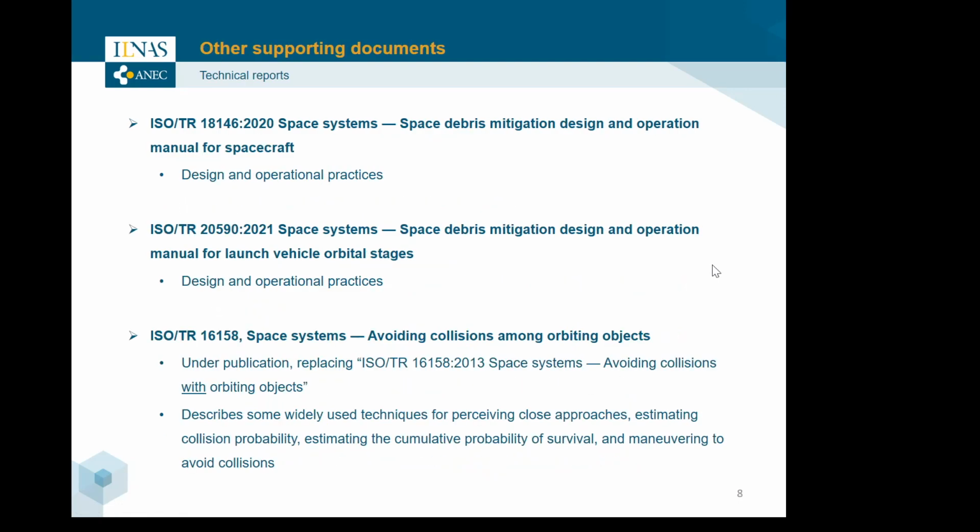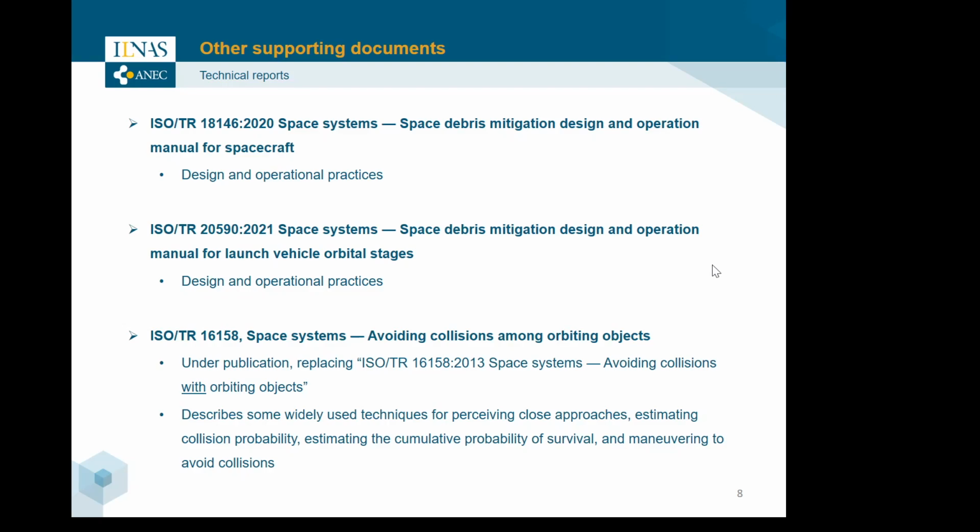Here are some other documents, not standards but technical reports. The difference is that the technical reports may include data obtained from a survey, for example, or from an informative report, or information of the perceived state of the art. So we have 2 technical reports on the design and operation of spacecraft and launch vehicle orbital stages for space debris mitigation. The third one is under publication, avoiding collisions among orbiting objects, and will replace another technical report.